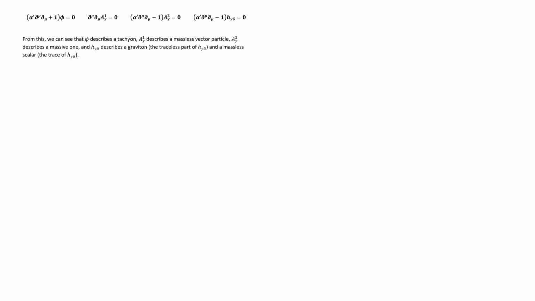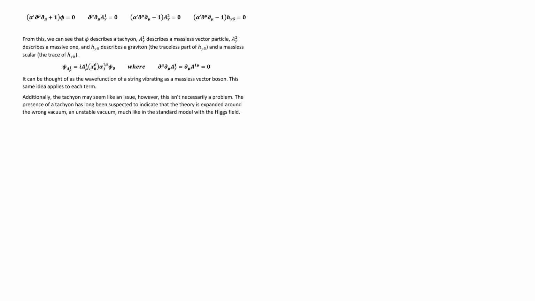Now let's consider for a moment A gamma 1 as an example. Given the constraints, its term in the wave functional accounts for the possible presence of a massless vector boson in an arbitrary string state. It can therefore be thought of as the wave function of a string vibrating as a massless vector boson. This same idea applies to each term. Additionally, the tachyon may seem like an issue, however, this isn't necessarily the case.